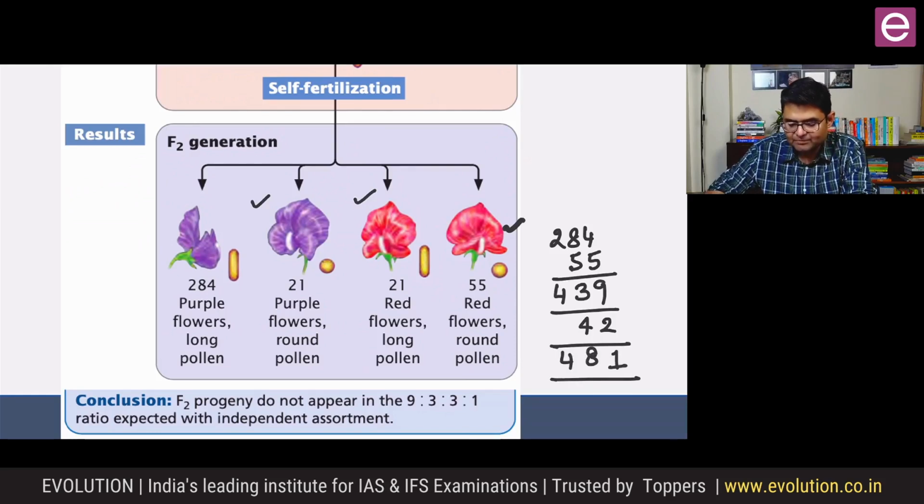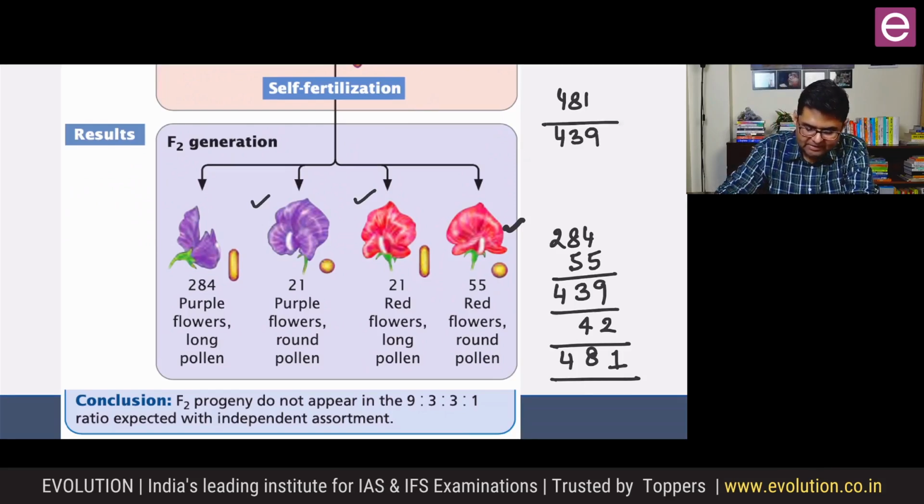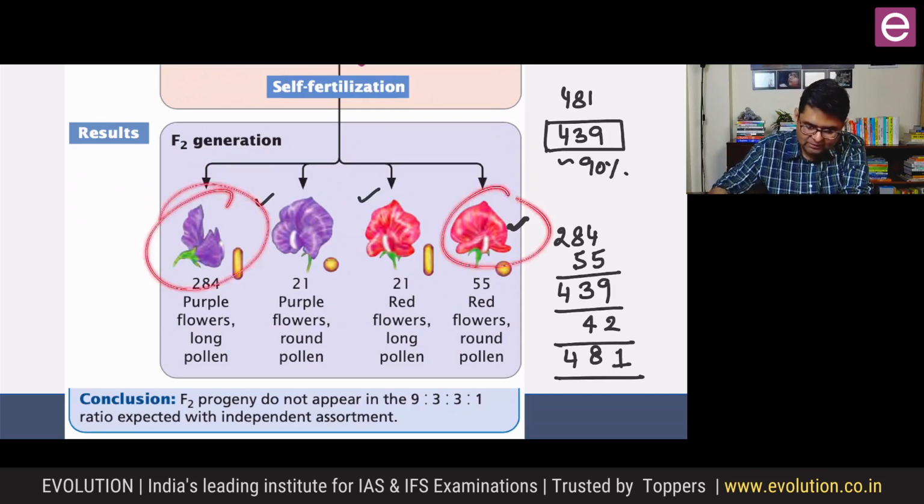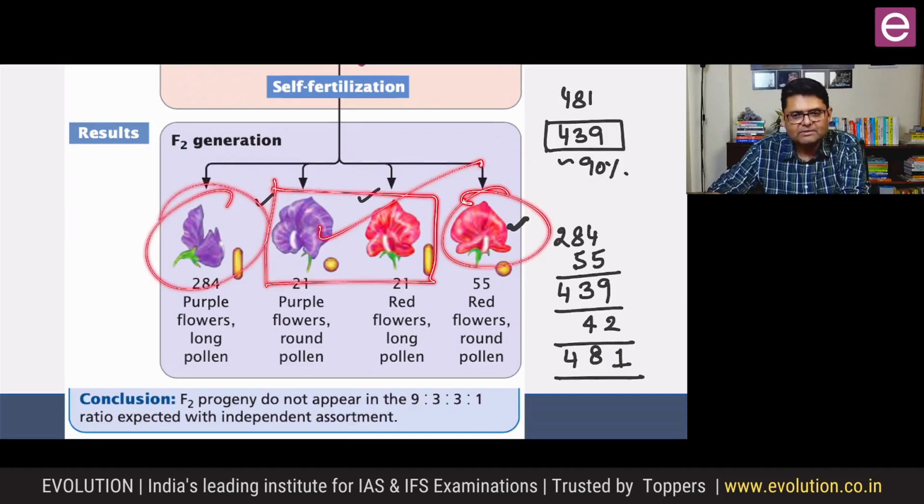So now what you get is this number. So out of 481, 439, right? Almost 440 are what? Almost 440 are parental type, which is almost close to 90% if you see. Very close to 90%. So 90% is parental type. Parental type will mean this one and this one. And in 10%, both the recombinants have fitted in.